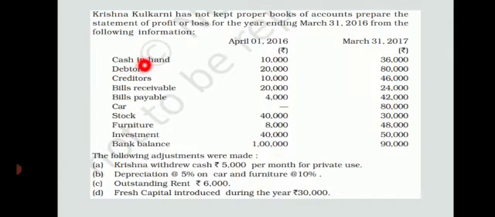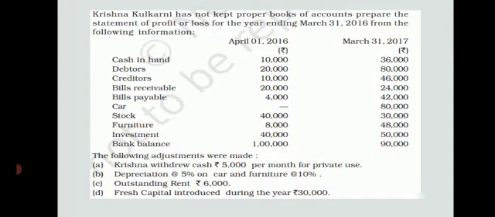Cash in hand will go to the statement of affairs. Debtors, an asset, will go to the asset side of the statement of affairs. Creditors, a liability, go to the liability side. Bills receivable, asset. Bills payable, liability. Car, an asset. Stock, an asset. Furniture, an asset. Investment, an asset. Bank balance is also an asset. It will go to the asset side, in both the statement of affairs as well as the revised statement of affairs.